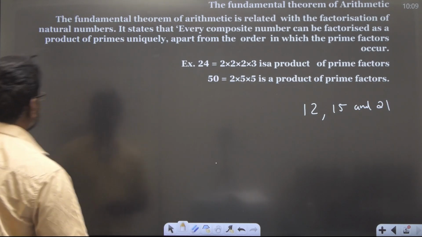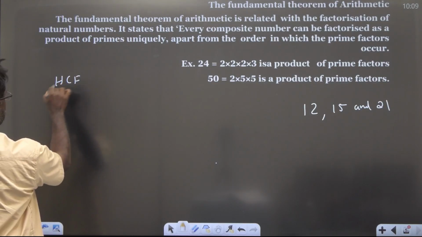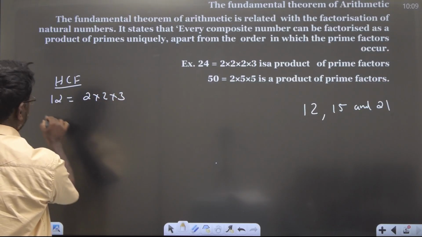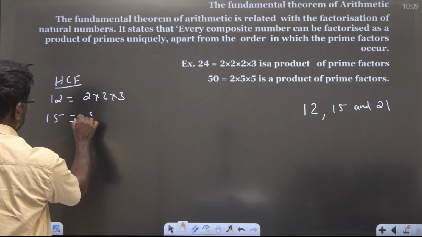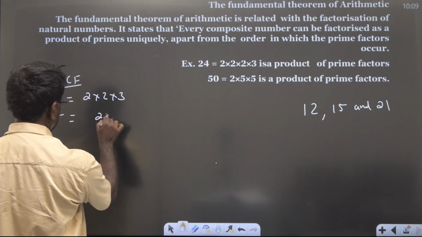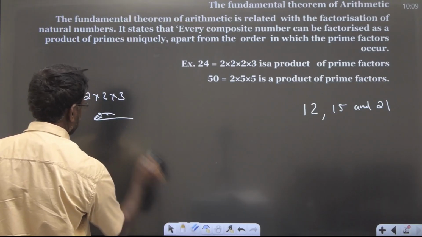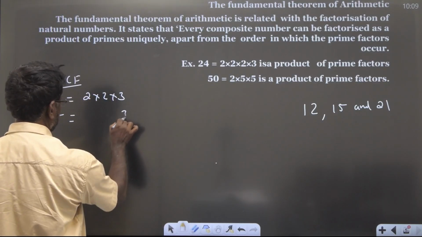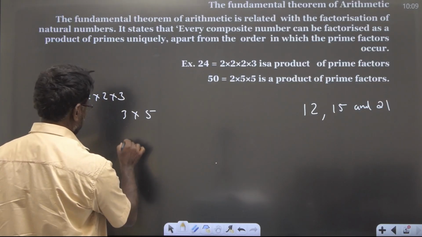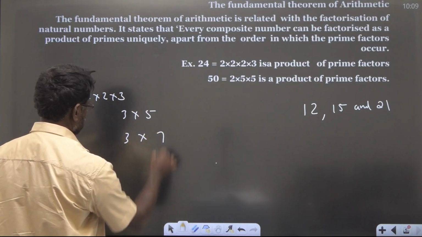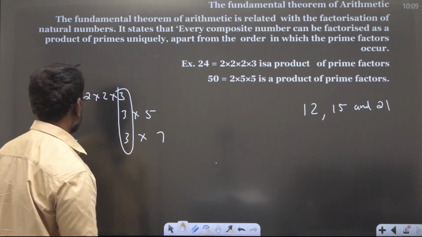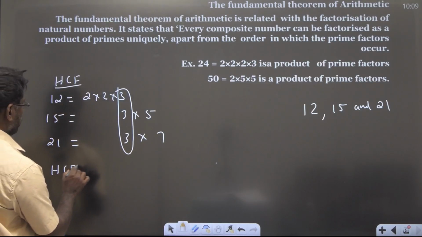First try for HCF. 12 can be 2 into 2 into 3. 15 can be 3 into 5. 21 can be 3 into 7. This is the highest common factor. HCF is equal to 3.